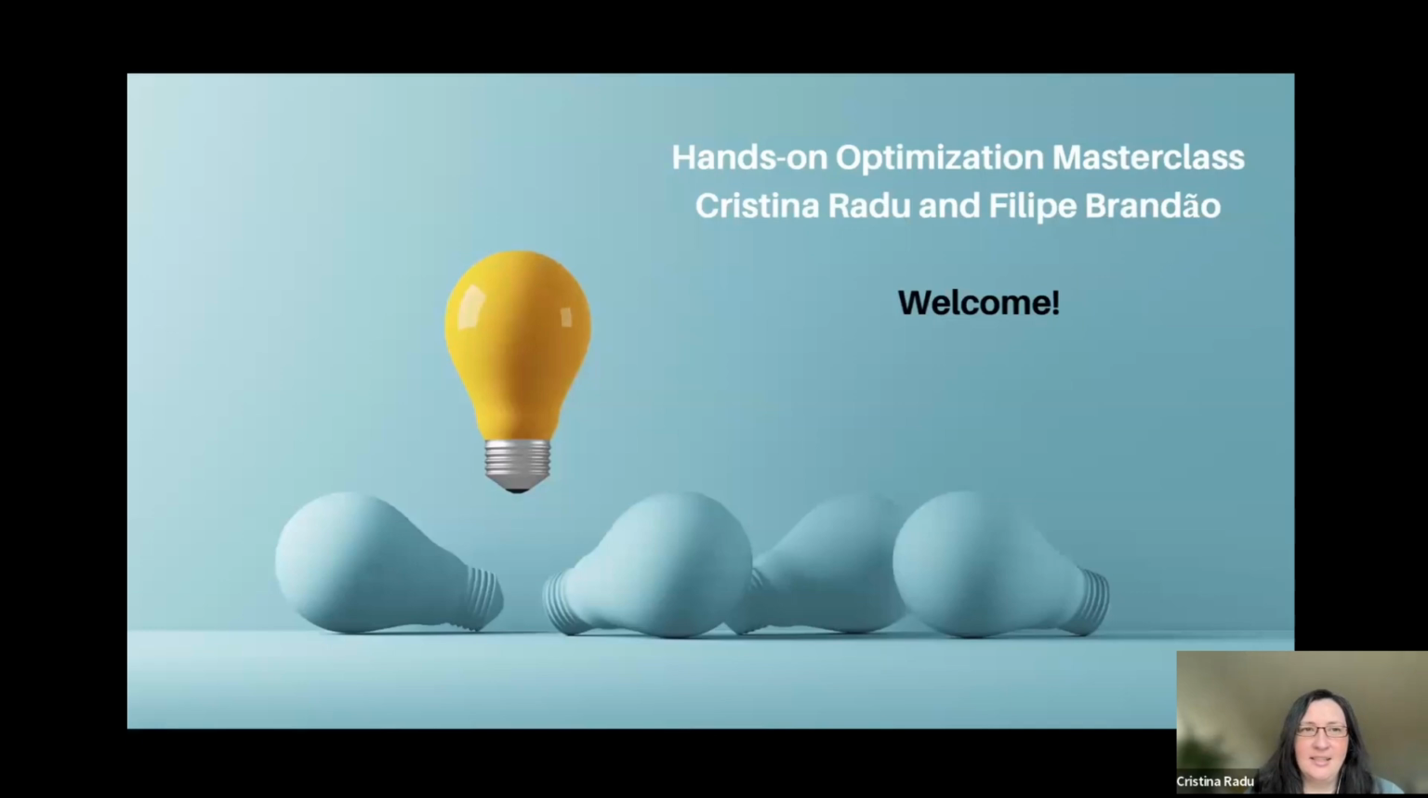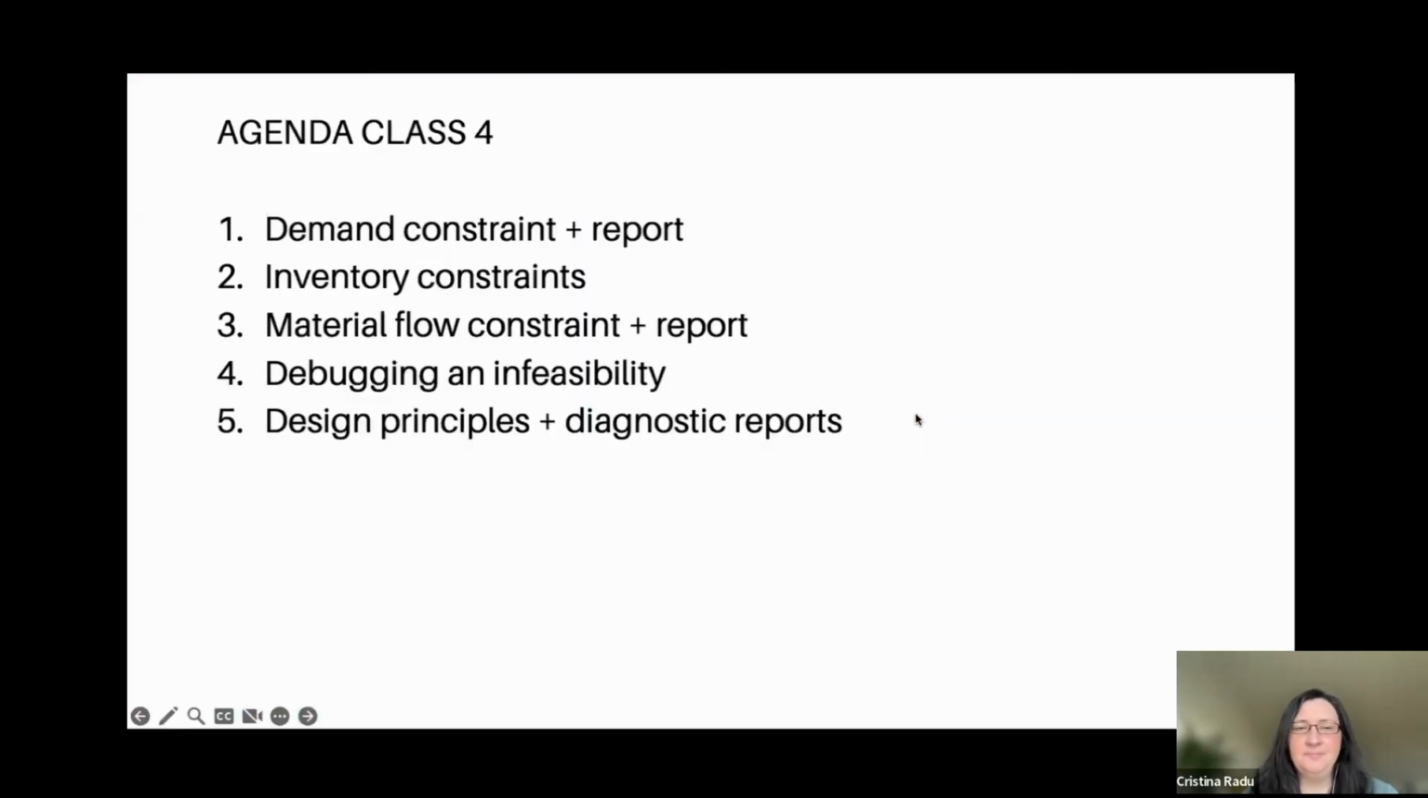Let's get started. We will talk today about how we are going to start building a solver. So we are going to add a few constraints. We will start with the demand constraint, and we will see the basic report you can build to validate your demand. We will add the inventory constraints, the material flow. This is the equation, which is the core of the solver. And also how the simple report would look.